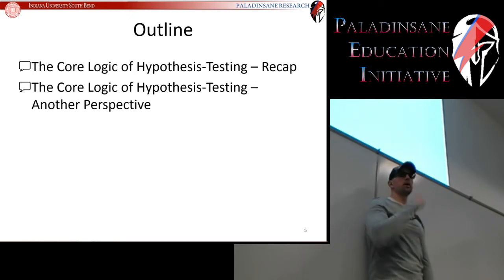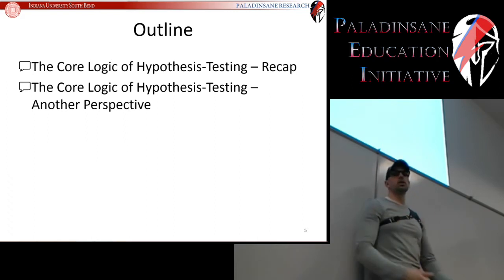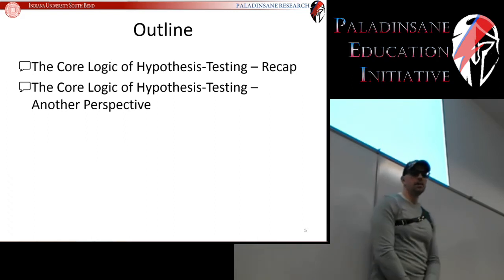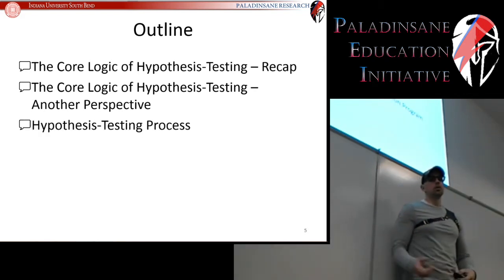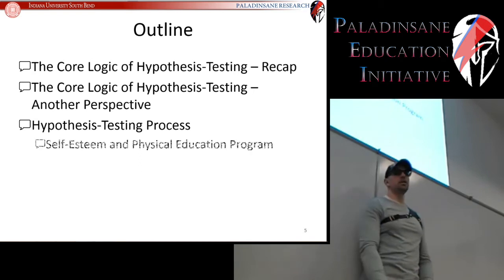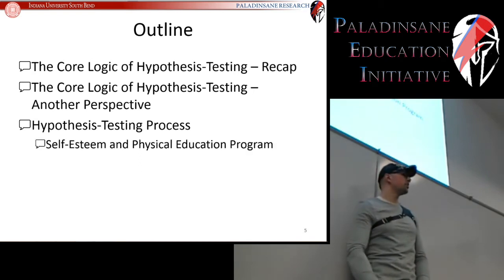But sometimes it requires multiple views. So we're going to take another view of the way that we looked at it before. We're going to take a new look at it from a different point of view. And then we're going to go through the actual hypothesis testing procedure. We're going to take a look at the self-esteem and physical education program example that we teased last time.